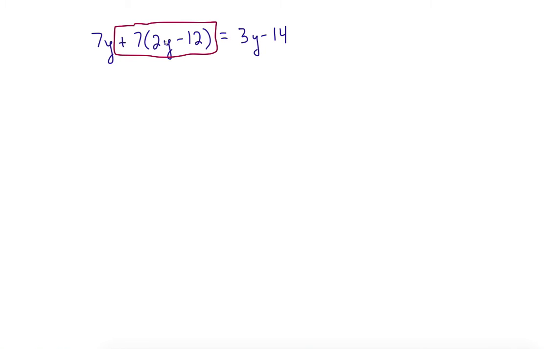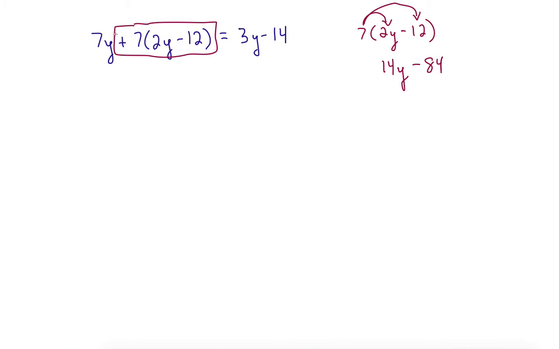So I'm multiplying a positive 7 times a 2y minus 12. So I'm multiplying a positive 7 times 2y, and then a positive 7 times a negative 12. Okay, and this is the distributive property, which I'm sure you're familiar with. All right. So when I multiply this 7 times 2y, I wind up with 14y, and then of course 7 times a negative 12 gives us a negative 84.